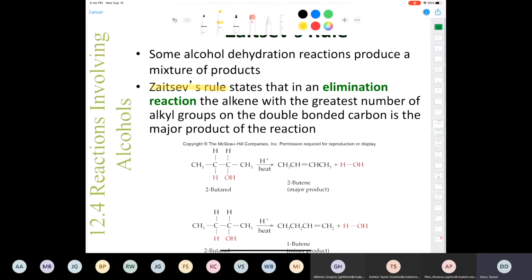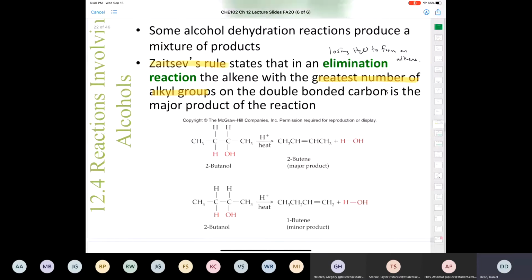It states that in an elimination reaction, which is losing H2O to form an alkene, the alkene with the greatest number of alkyl groups on the double bonded carbons is the major product of the reaction. Let's watch. I need you to pay very close attention here.